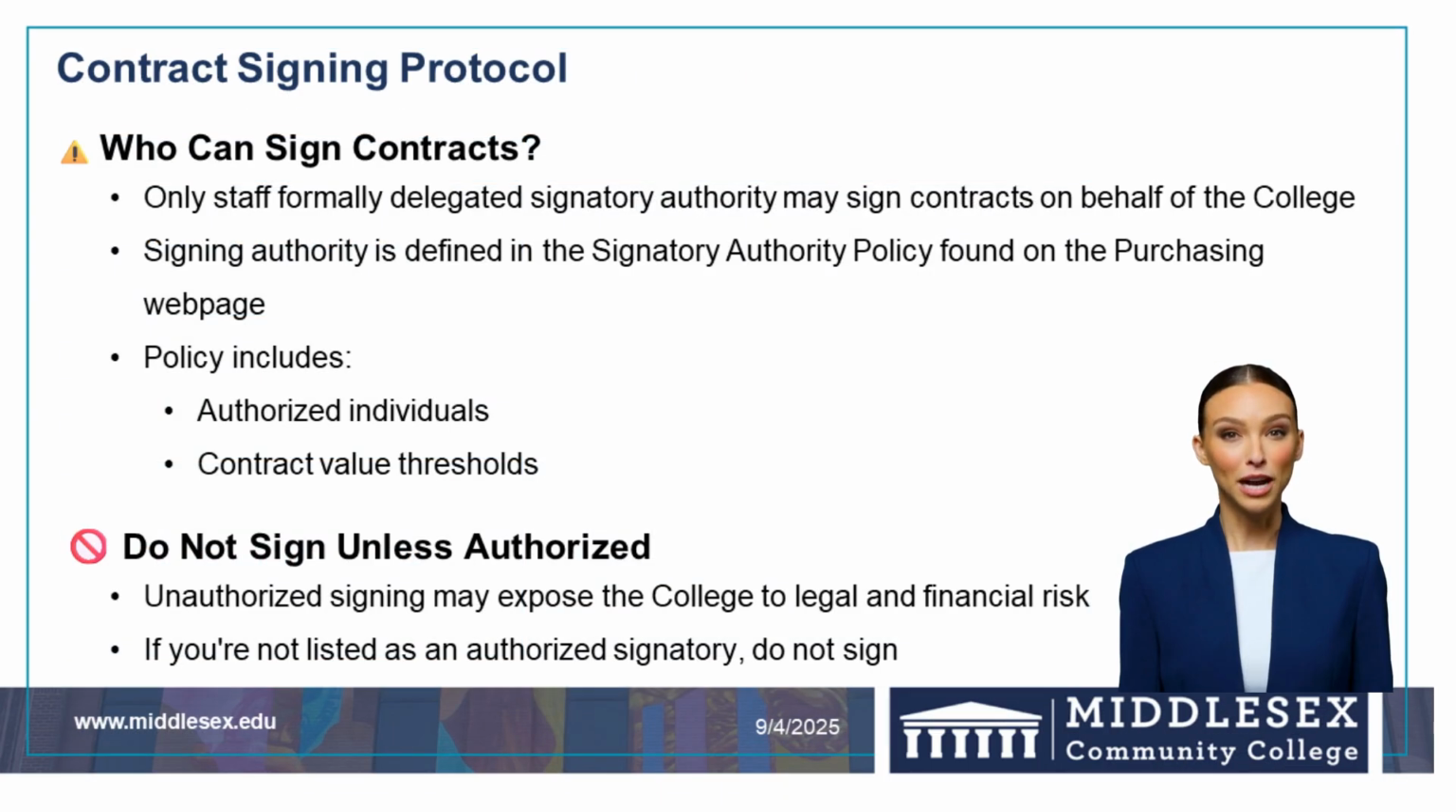Now that we've covered timelines, let's talk about one of the most important aspects of the contract process. Who is authorized to sign? Only staff who have been formally delegated signatory authority may sign contracts on behalf of the college. This is not just a formality, it's a legal requirement. Signing authority is clearly defined in our signatory authority policy, which you can find on the purchasing webpage. The policy outlines who is authorized and what contract value thresholds apply.